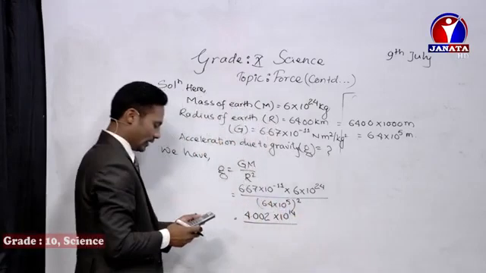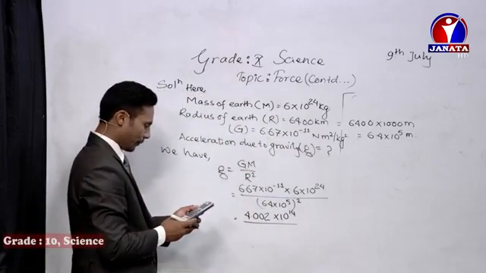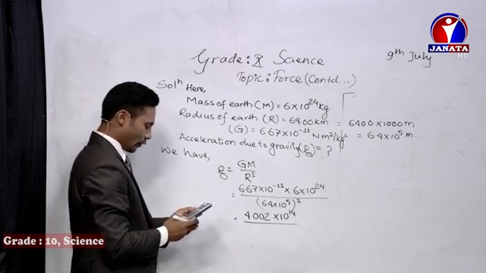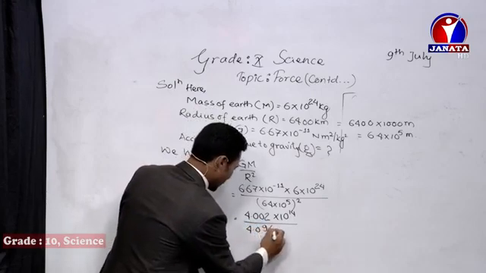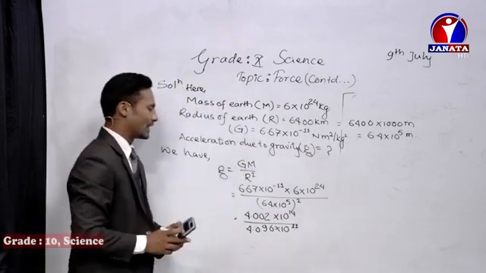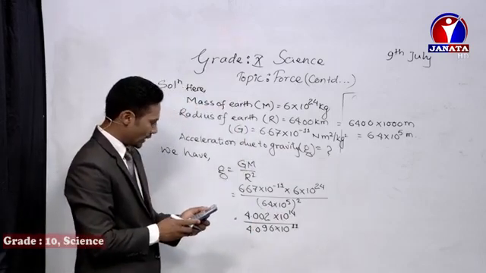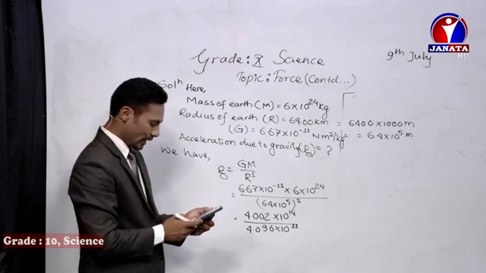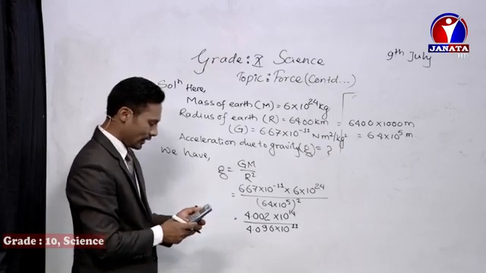And the next one, 6.4 into 10 to the power 5 to the square, gives 4.096 into 10 to the power 11. So let's divide these two. Then what will be the answer? Let's check. 4.002 into 10 to the power 14 divided by 4.09. It gives the answer.